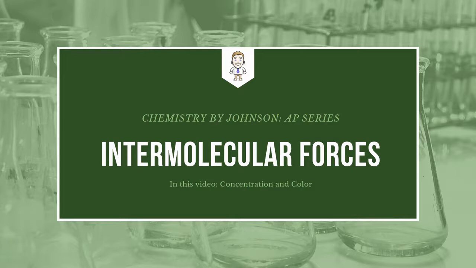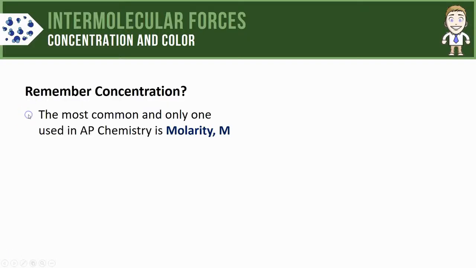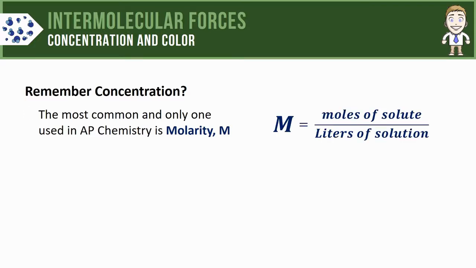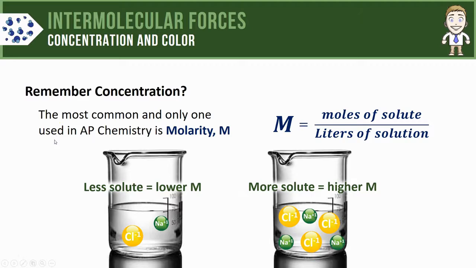Hey everyone, in this AP Chem series video, we'll take a look at the connection between the concentration of a solution and its color. First, remember that there's lots of different ways to measure the concentration of a solution. In AP Chemistry, we use molarity. This is the moles of the solute divided by the liters of the solution. If there's less solute present, you're going to end up with a lower molarity because that solution is less concentrated. If there's more moles of solute, you're of course going to get a higher molarity.